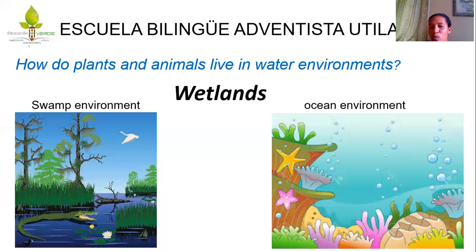Now remember, how do plants and animals live in water environment? Everybody was created to live in different habitats, in different environments. I cannot take a fish out of the water for him to live. No, he will die. He needs to be in his own habitat, in his environment. So remember, guys, take care of what God created for us. Today in your activity, you're going to draw a swampland and an ocean, and you're going to draw animals or stick pictures of animals that live in each environment.